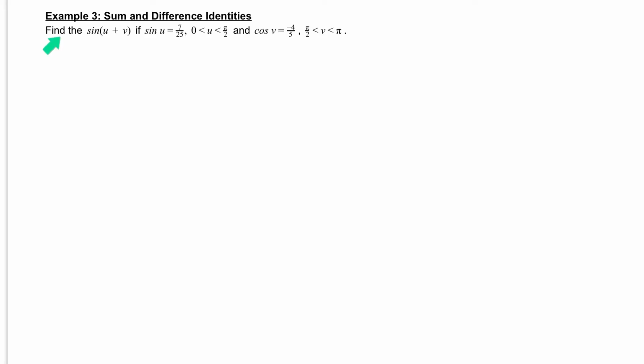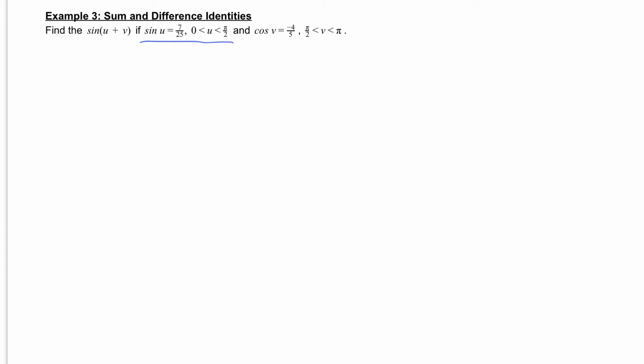Example 3 says, find the sine of u plus v if the sine of u is equal to 7 over 25, where u is between 0 and pi over 2, and cosine of v is equal to negative 4 over 5, where v is between pi over 2 and pi. So what we need to do to start is create our triangles.